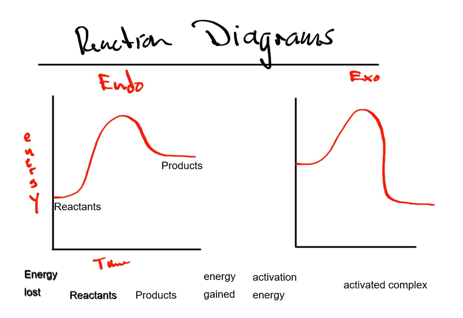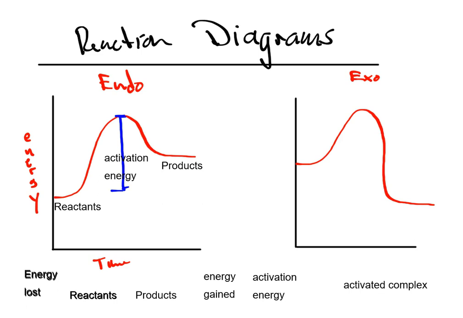Now, in order to convert my reactants to products, I have to add energy. That energy is equal to the height from where you started to the top of the bump. The energy is defined as the activation energy. So a reaction will convert reactants to products if you can put in the activation energy.